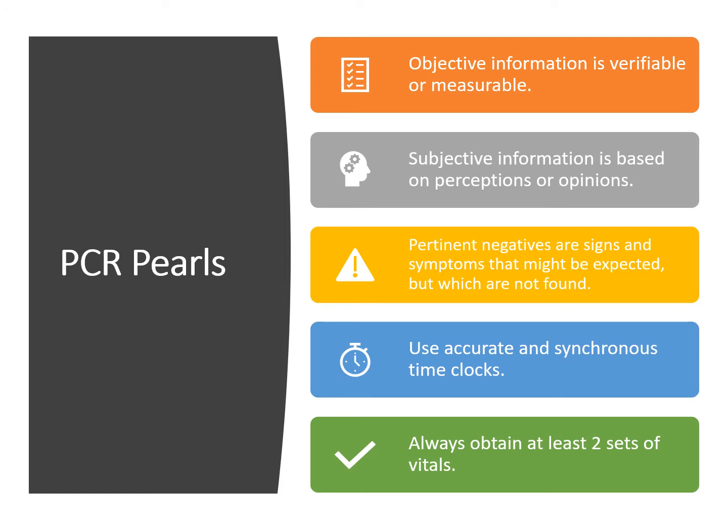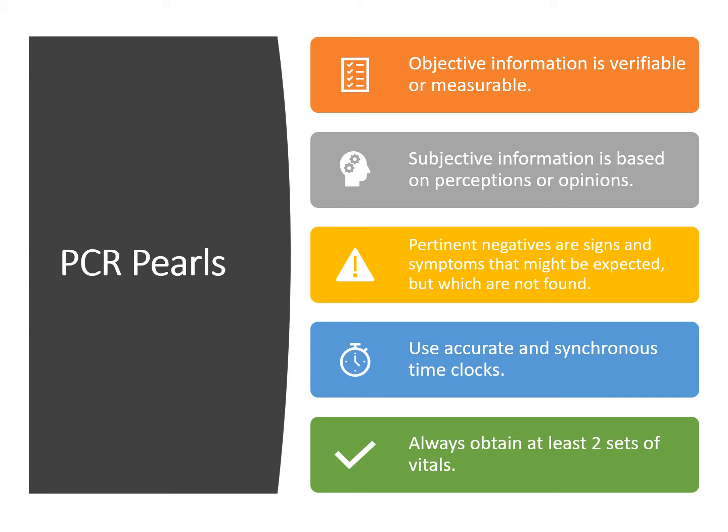All right, so some of your pearls here is objective information is verifiable and measurable. So objective, what you are seeing, what you can measure, okay? So a blood pressure is an objective piece of information, okay? A temperature is objective. Now, subjective is based off of what the patient is telling you or an opinion.